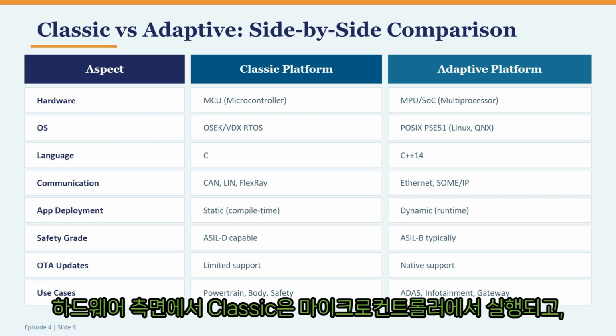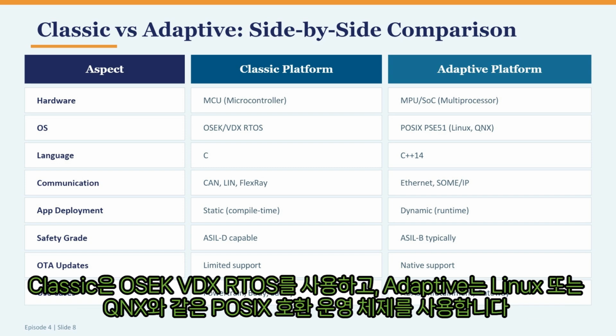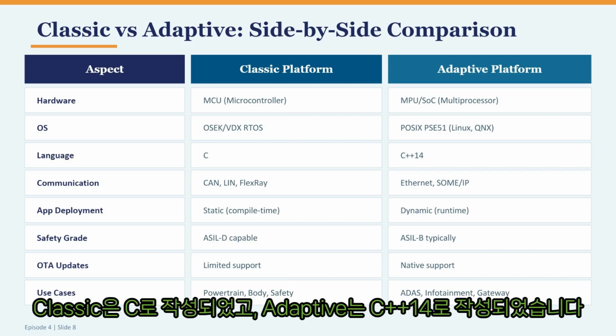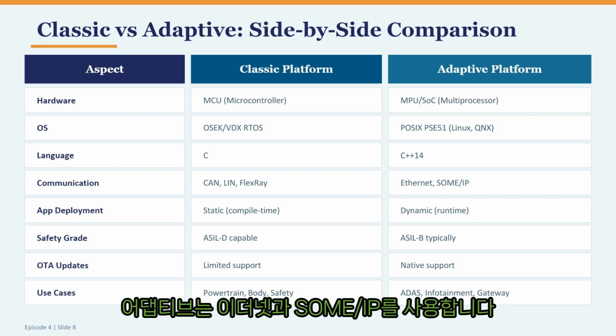Let's compare Classic and Adaptive side by side. For hardware, Classic runs on microcontrollers, while Adaptive runs on multiprocessor SoCs. Classic uses OSEK/VDX RTOS, while Adaptive uses POSIX-compliant operating systems like Linux or QNX. Classic is written in C, Adaptive in C++14. Classic communicates over CAN, LIN, and FlexRay. Adaptive uses Ethernet and SOME/IP.